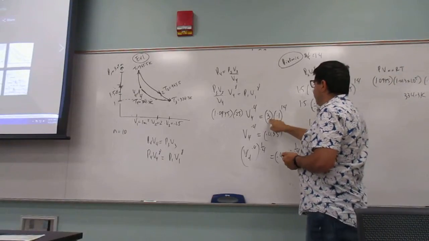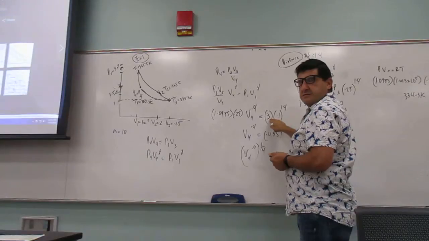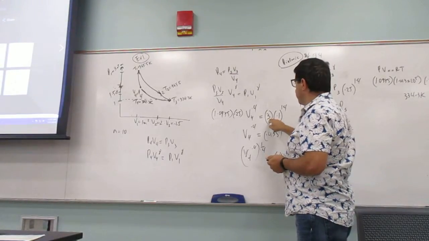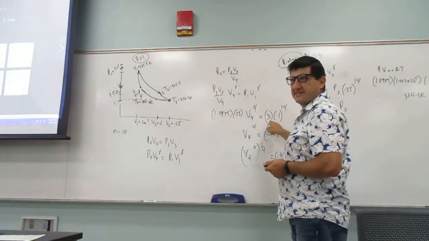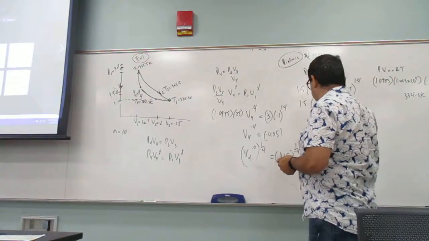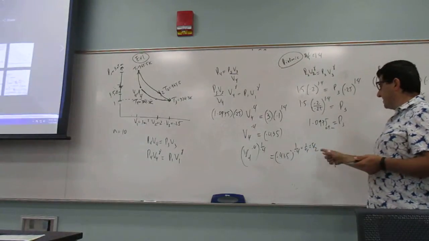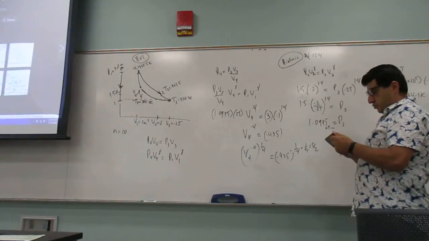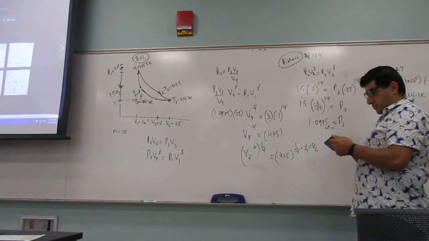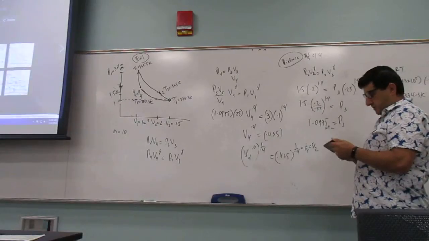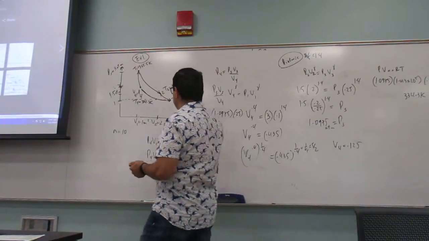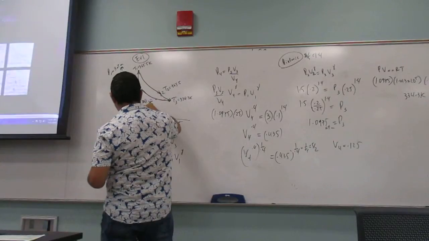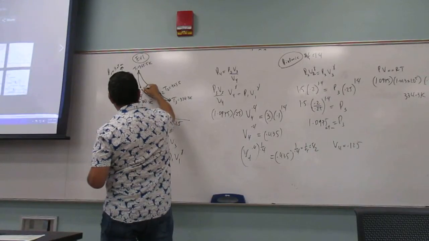Is it okay if it was in atmospheres, or should I change it to pascals? Yeah, this is atmosphere and atmosphere. It cancels. So you're okay. So then you're going to have 1 over 0.4, which is the same thing as saying 5 halves. So 0.435 to the power 5 halves is 0.125. V4, 0.125. So visually, around right here, right? 0.1 and a quarter. So somewhere here.